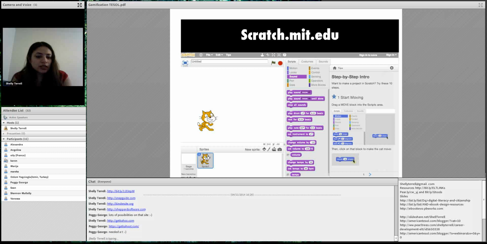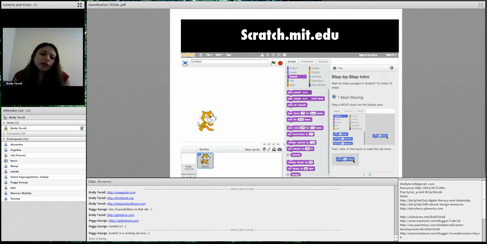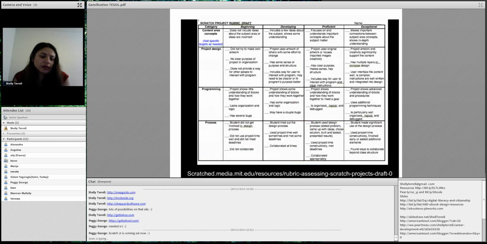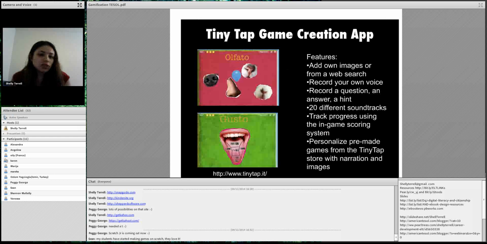Scratch.mit.edu is another one that's very, very good for students to be able to have their own games as well. I think it's a little bit more complicated, but I know it used to be offline, but I don't think it is anymore. The great thing about Scratch is it has a rubric. So these types of sites are made for educators. They're made for teachers. So they have a bunch of assessment materials. They have lesson plans and so much more for free to offer you to get you started.